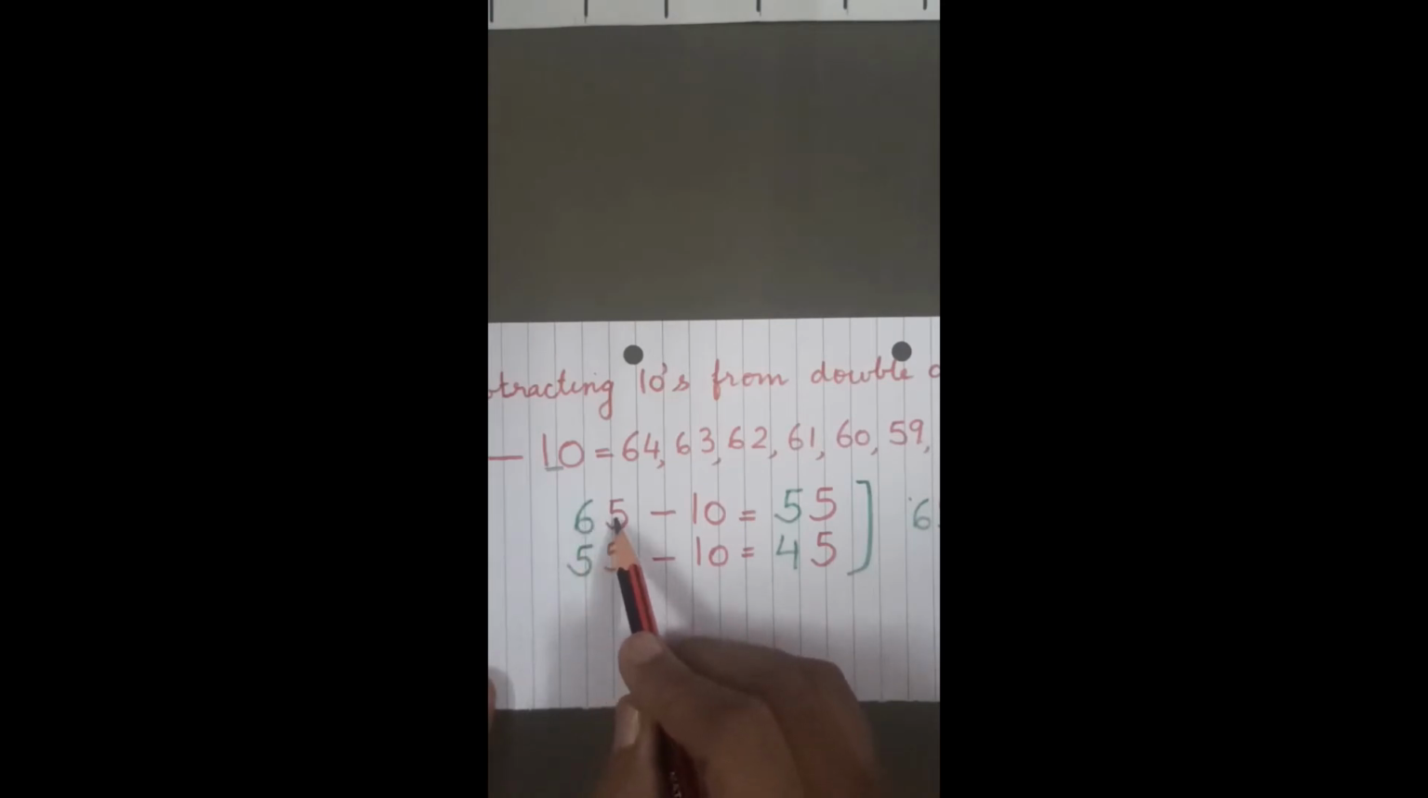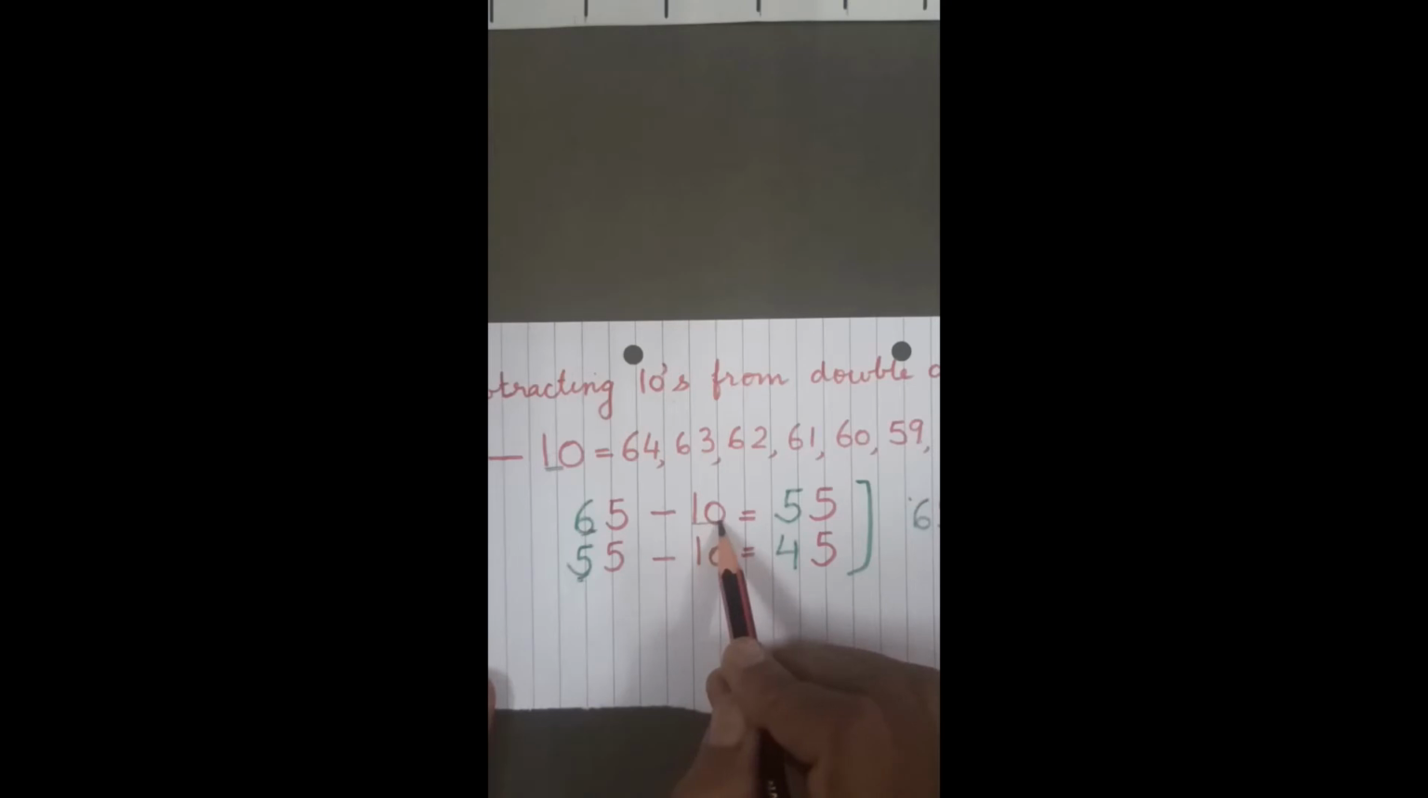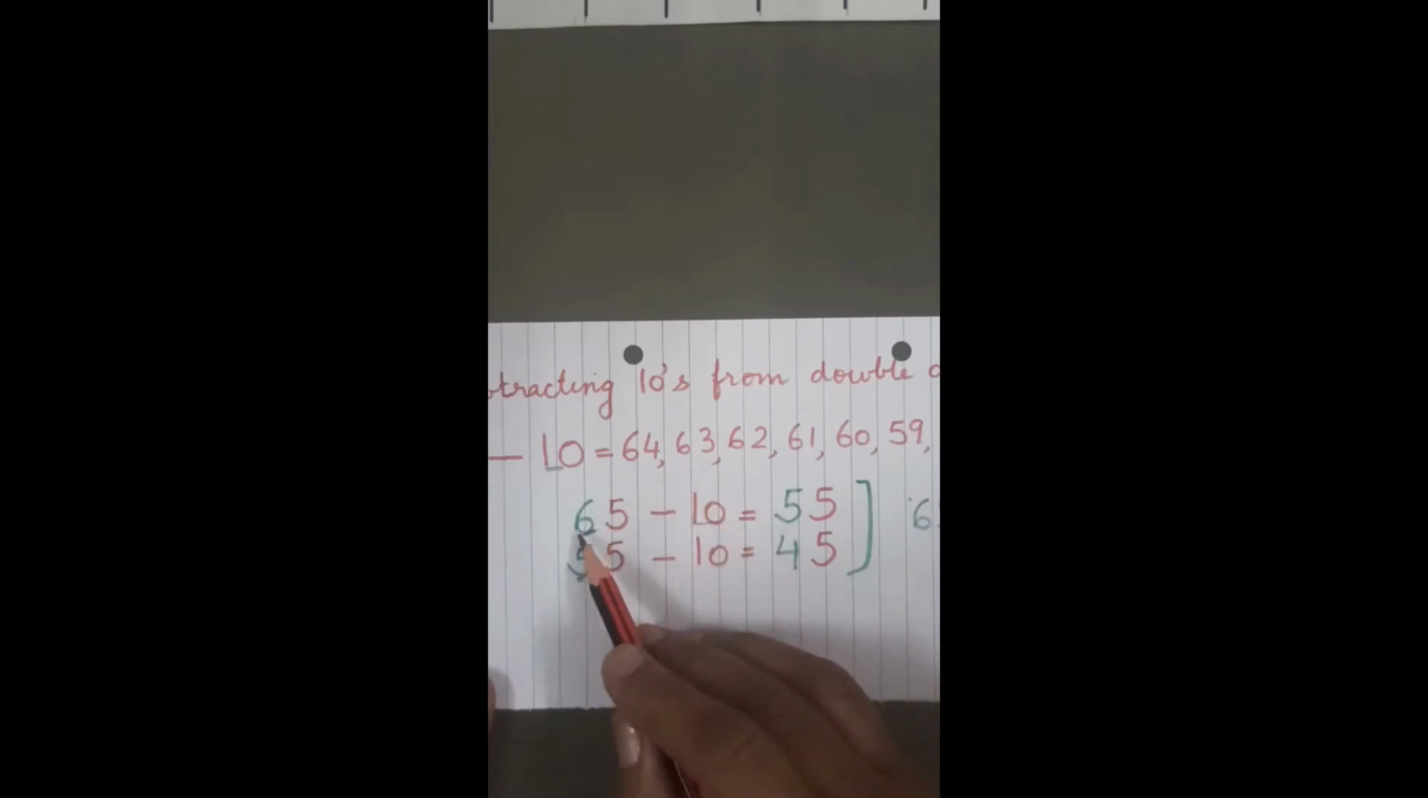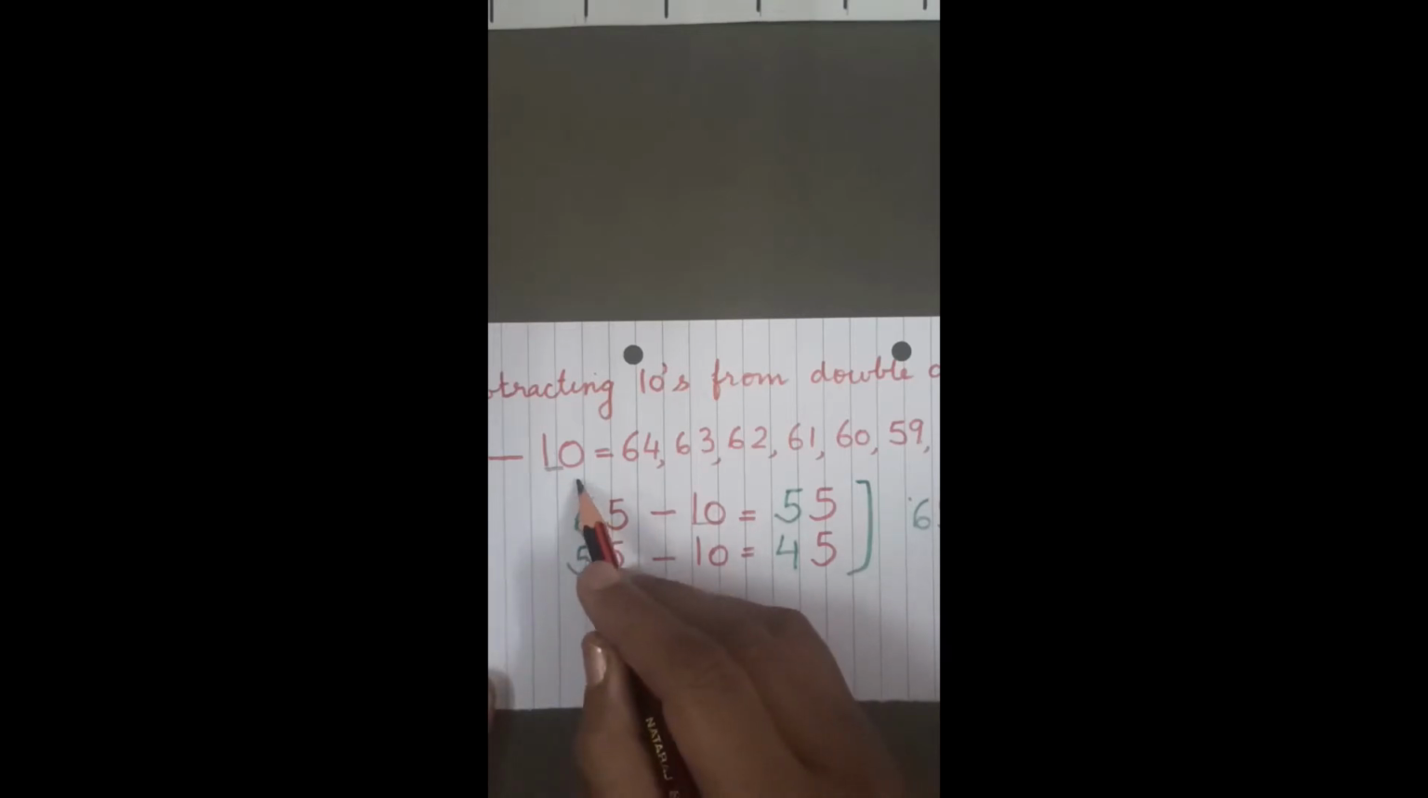We have 65 minus 10. I've written down in green just to make you understand that this is the tens place, whereas these are the ones places. And whenever we subtract 10, we subtract from the tens place value and not from 5. You cannot subtract 10 from 5. You can subtract 10 from 60 because this is 6 tens. That means 60 and not 6.